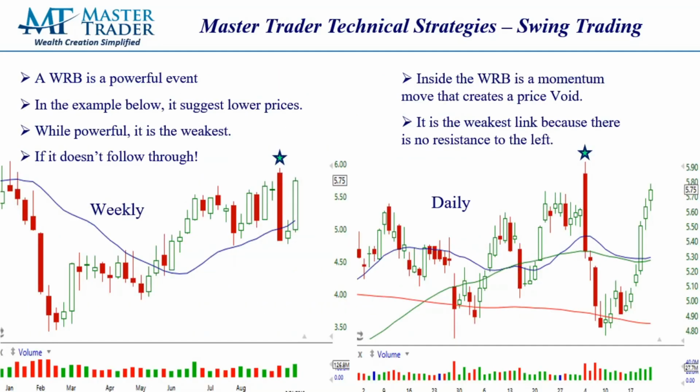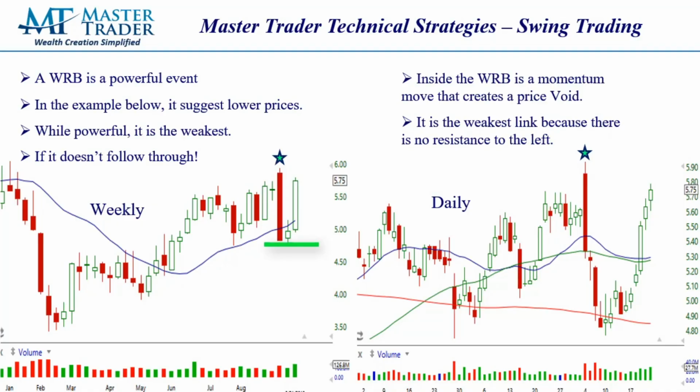The example on the left is the weekly time frame, and we see this huge wide range bearish bar. You see the star above it. It's a powerful bar. It engulfed multiple weeks. And so that type of bearish bar strongly suggested that prices were going to go lower. And that was followed by an inside bar, or what we call a 1, 2, 3 type of continuation pattern.